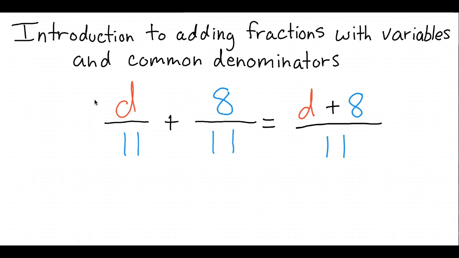That's it? That's the answer? Yep, that's as far as we can go with this problem, so this is the answer. Okay, so if you have fractions with variables and common denominators, you just add the two numerators, whether or not there's variables in the denominator or the numerator? Yep, that's exactly right.